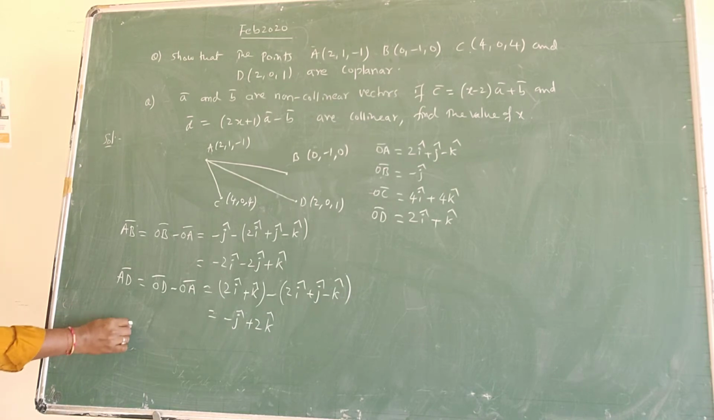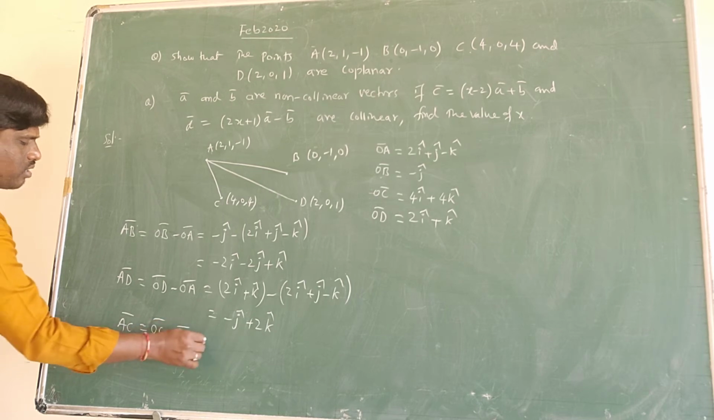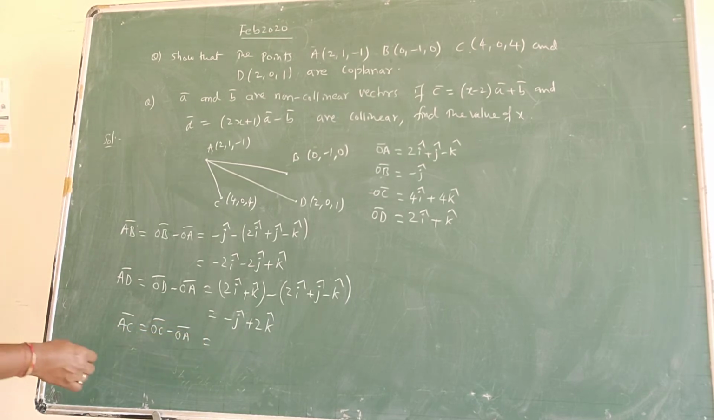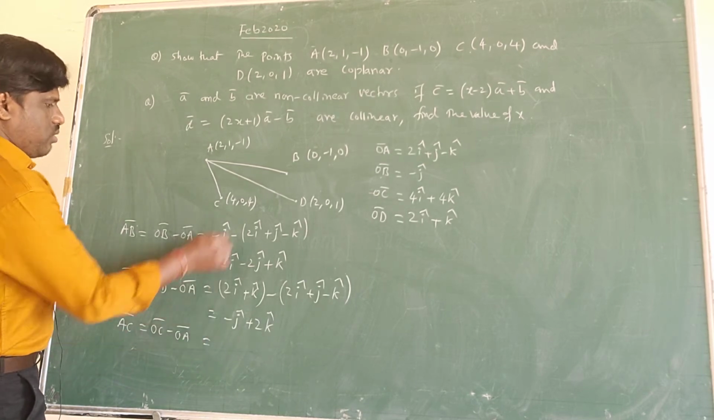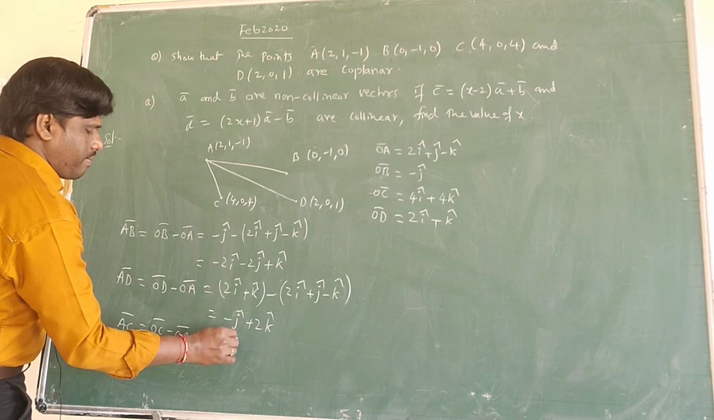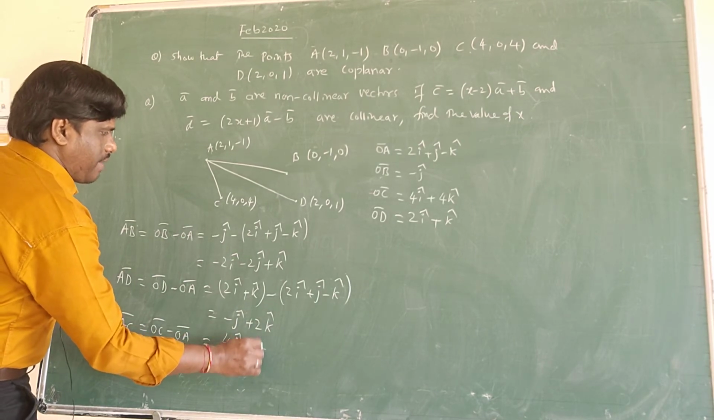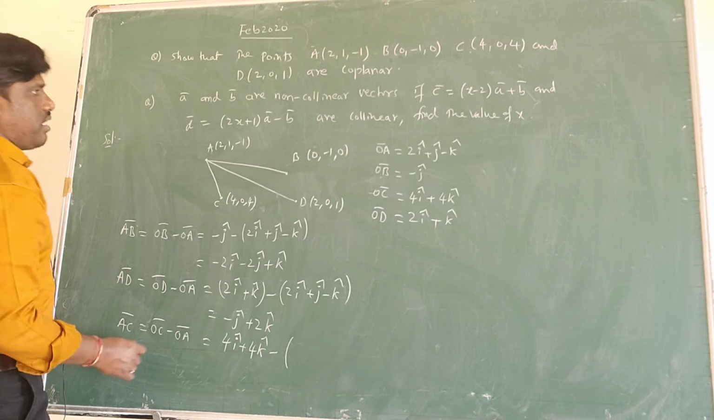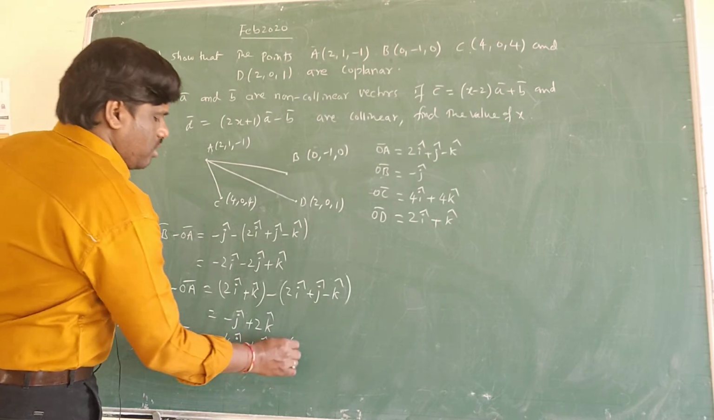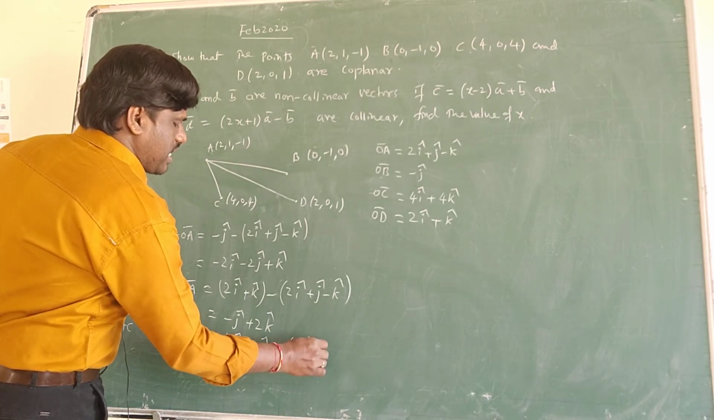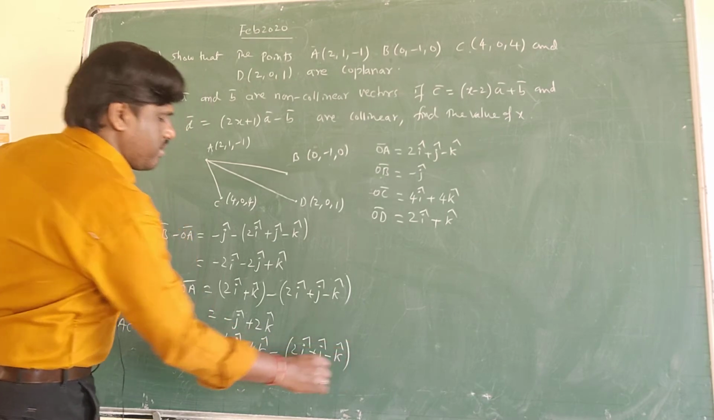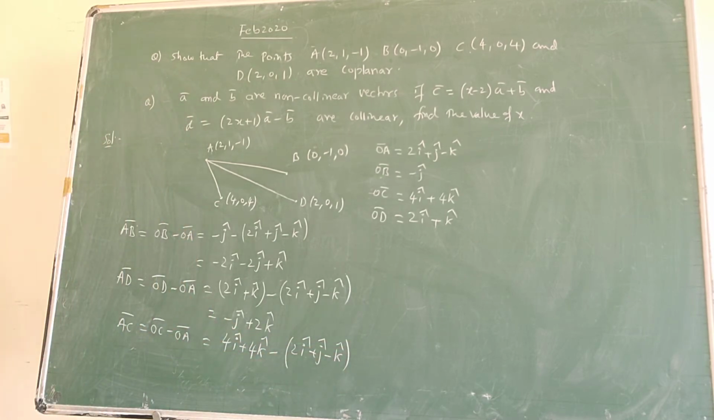Now let us go for AC. AC is OC minus OA. OC is 4i cap plus 4k cap, minus OA, which is 2i cap plus j cap minus k cap. Okay, now you can do it on your own. Don't waste time, do it.